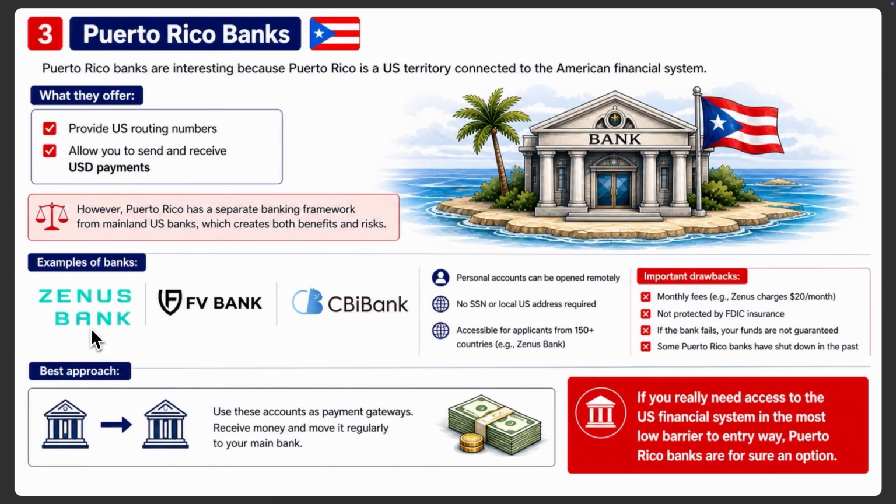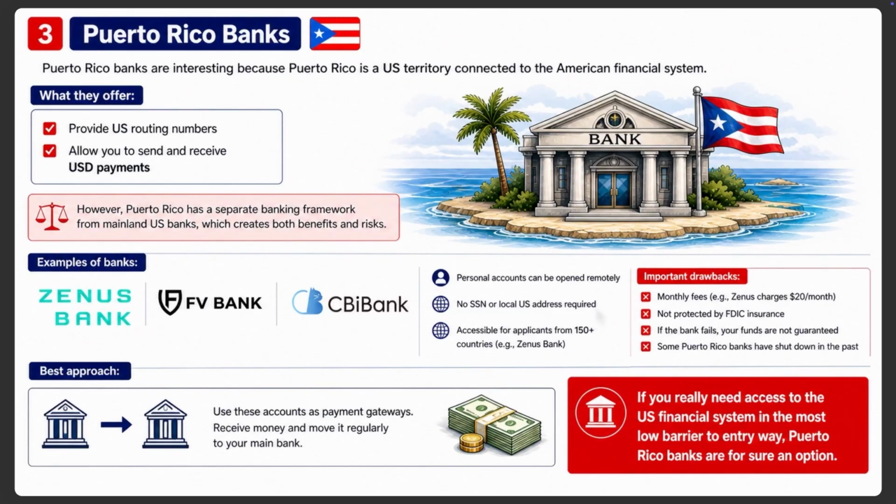I've worked with Zenas Bank for some clients, and the platform is fairly easy to use. It gives you access to a USD account, a US routing number, and basic online banking features. The important point is that these are personal accounts, and they can often be opened remotely. You do not need a social security number or local US address. This makes them much more accessible than many mainland US banking options.